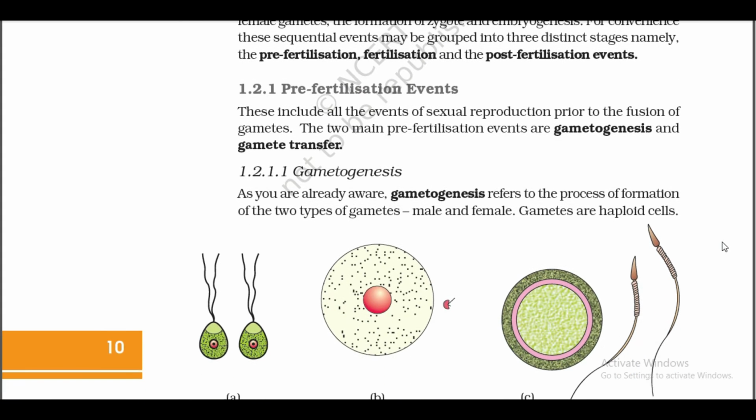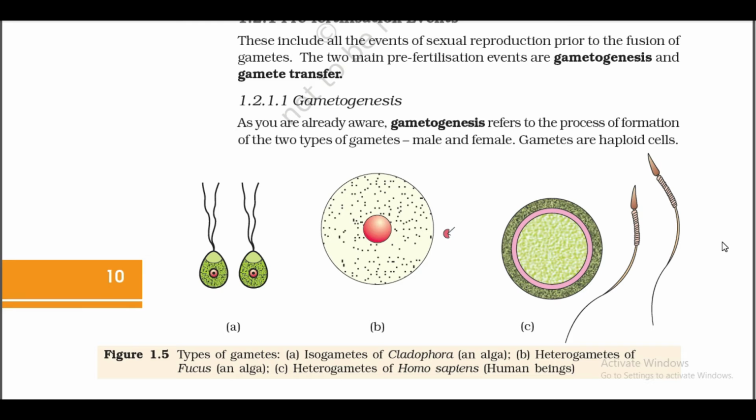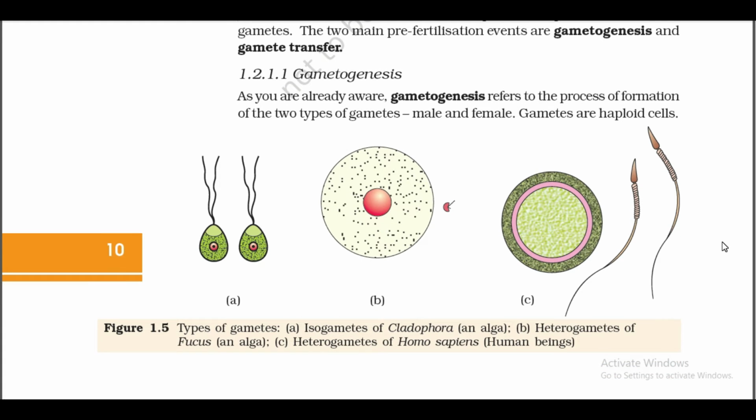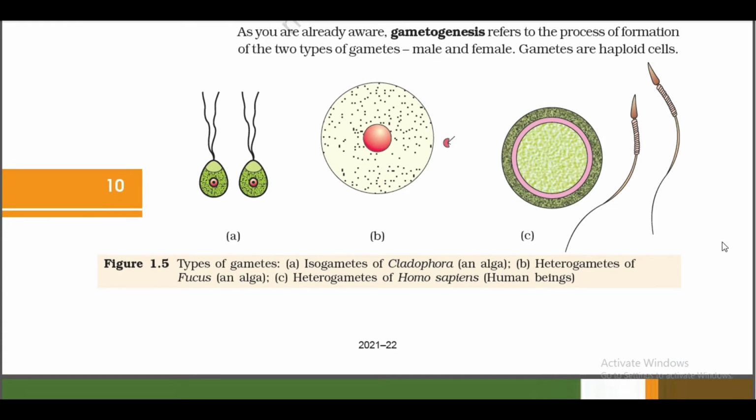1.2.1 Pre-fertilization events. These include all the events of sexual reproduction prior to the fusion of gametes. The two main pre-fertilization events are gametogenesis and gamete transfer. 1.2.1.1 Gametogenesis. As you are already aware, gametogenesis refers to the process of formation of the two types of gametes, male and female. Gametes are haploid cells.